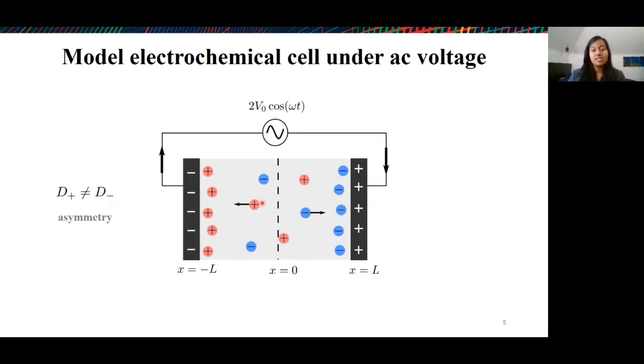And it turns out this is actually what causes a steady electric field to be generated. So the asymmetry in diffusion coefficients is the physical reason due to which a steady electric field is generated under an oscillating voltage. Now let's look at what is the mathematical description of this system, and how do we come up with an analytical expression for the steady electric field.